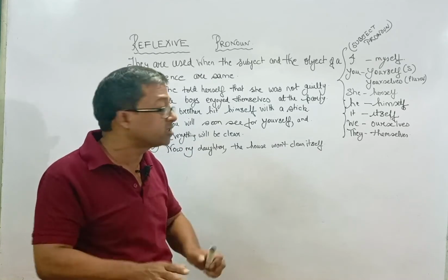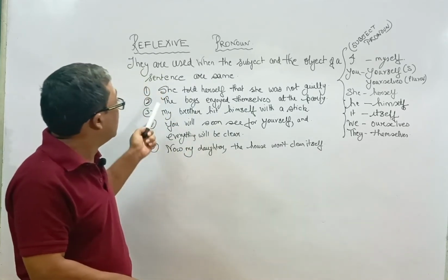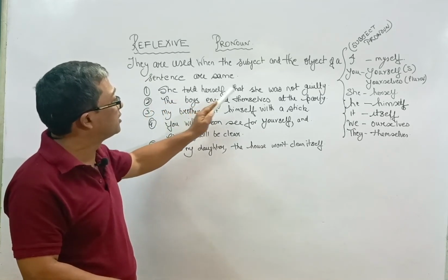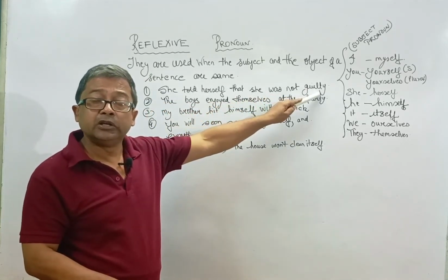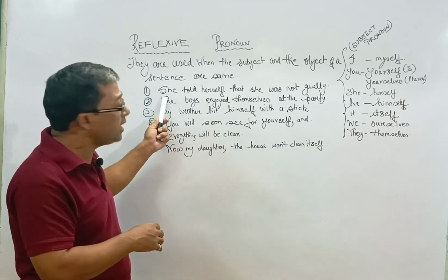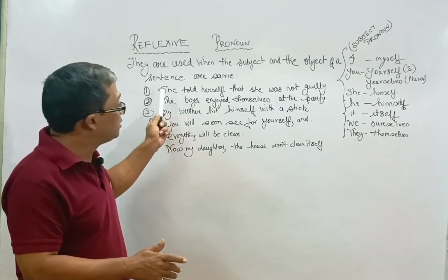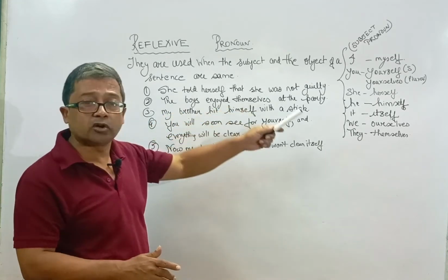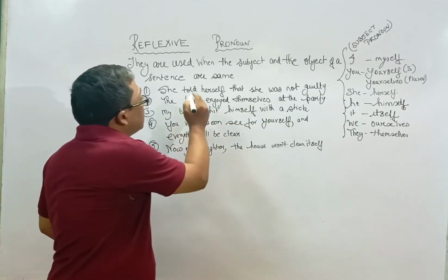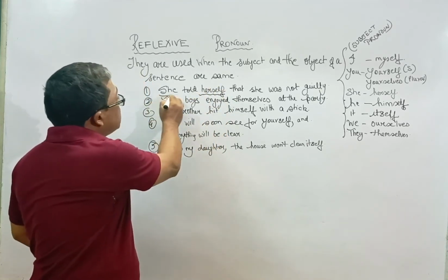And if it's clear, let's proceed and make it more clear, crystal clear through these sentences. First one, she told herself that she was not guilty. She told who? She told herself. So here the subject and the object are the same person, she. She told herself that she was not guilty. So here the reflexive pronoun is herself and the subject pronoun is she.